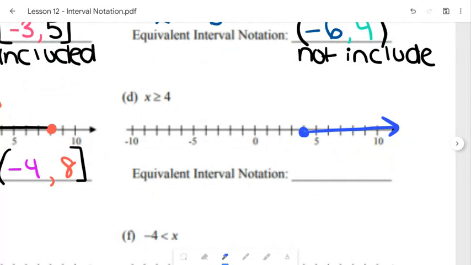So we know 4 was included, and 4 is the lowest it can ever be. So I have my bracket on 4, but notice we have an arrow. It's continuing on forever. So something that goes on and on forever goes to infinity. So that's my infinity symbol. It's like a sideways 8. But we can't actually reach infinity. It goes on forever. So since I can't actually land on infinity and have it be a solution to plug in, anything with infinity gets a parenthesis.